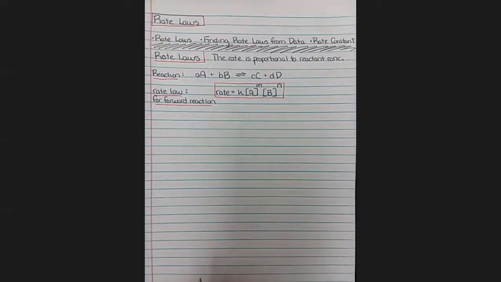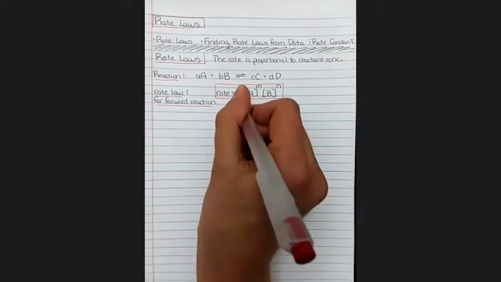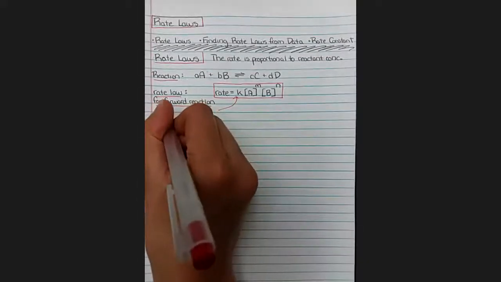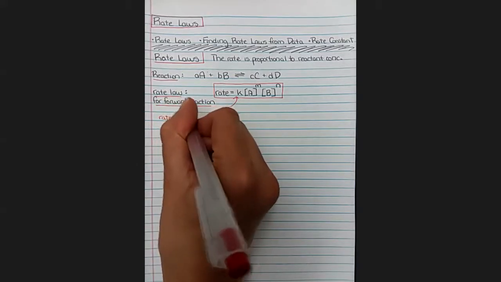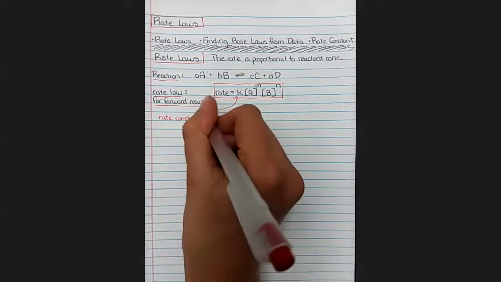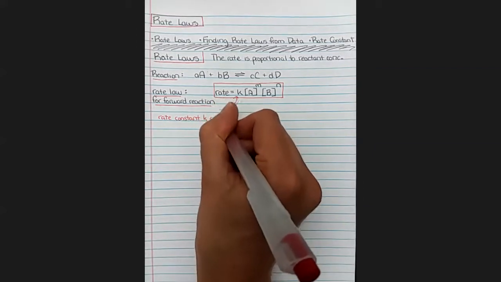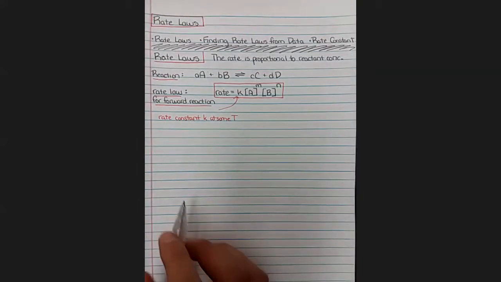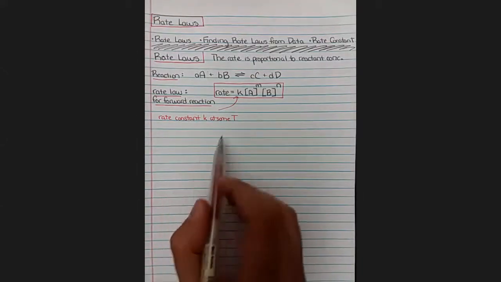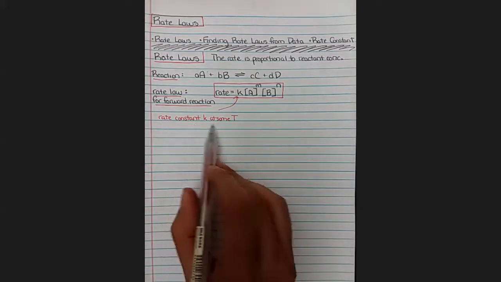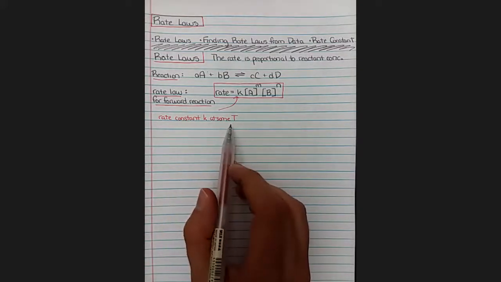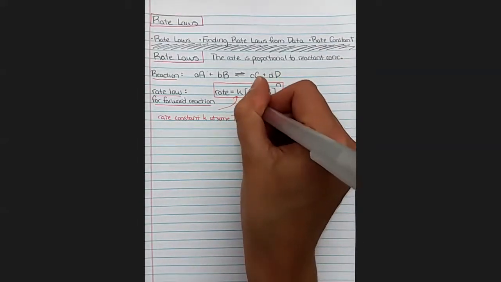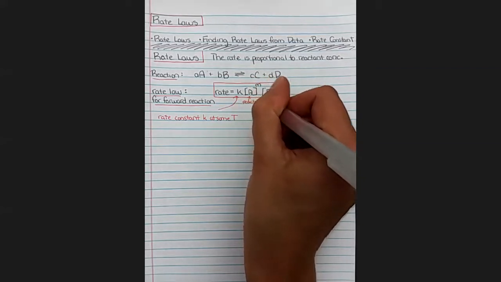So there are some unfamiliar things in this formula. K, we haven't seen that yet. K is going to be our rate constant, and that is for some temperature T. Because as we said in the previous video, one of the factors that changes the rate is the temperature. So this rate constant is only valid for one reaction at one temperature. Seen these guys before? These are our reactant concentrations.